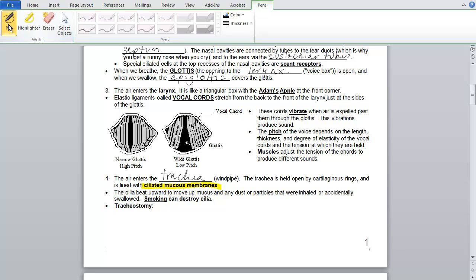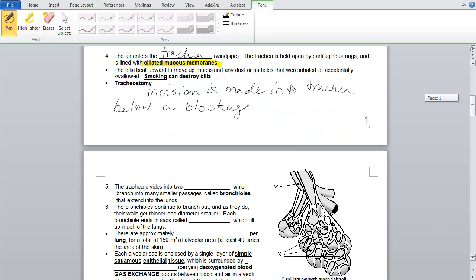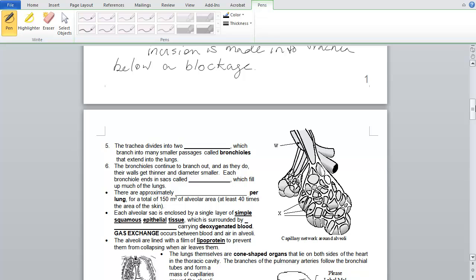A tracheotomy is when an incision is made into the trachea, below a blockage. So this is if you're choking to death, and then a tube would be inserted into that opening that was made in your trachea to allow you to access the air on the outside.